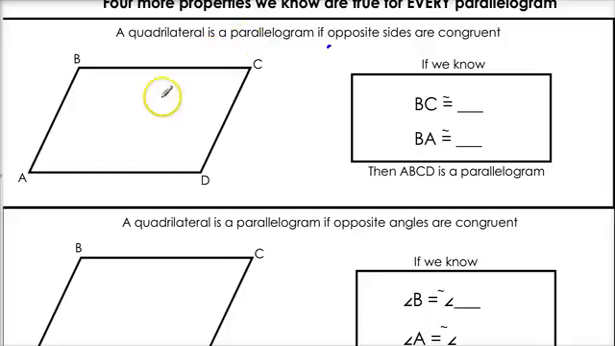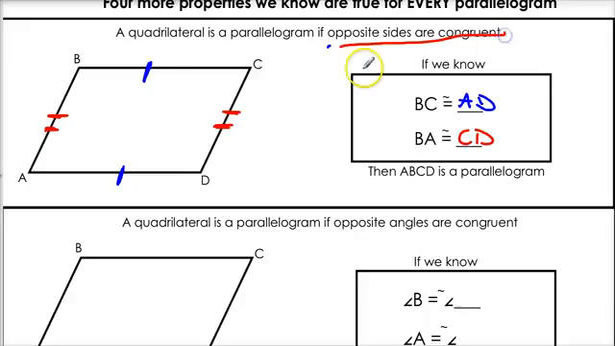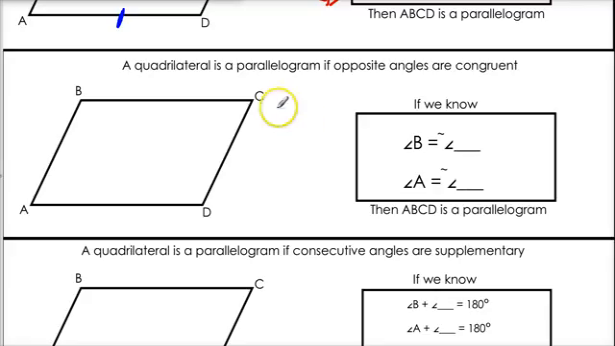So what would that look like? Well, BC and AD are opposite sides, and let's say they're congruent, and BA and CD are opposite sides, and let's say they're congruent. So if BC and AD are congruent, and BA and CD are congruent, then opposite sides are congruent, and that means that this must be a parallelogram. So if opposite sides are congruent, then you know it's a parallelogram. There are more ways to tell if something's a parallelogram.